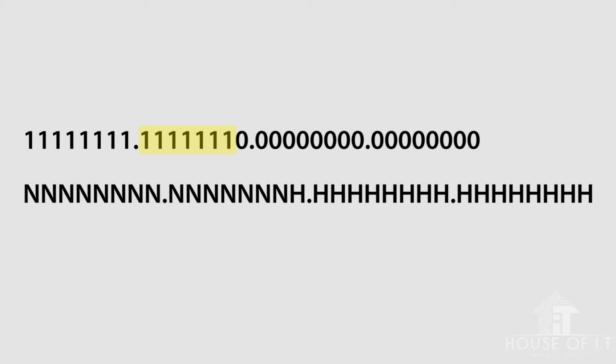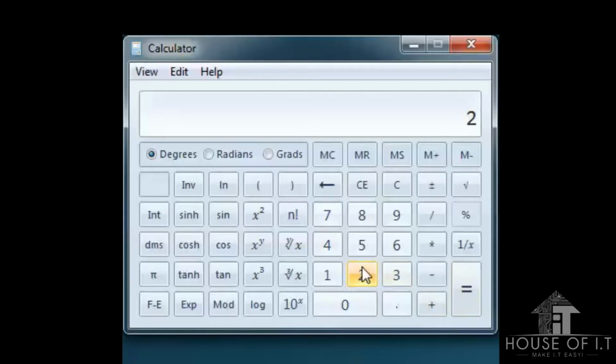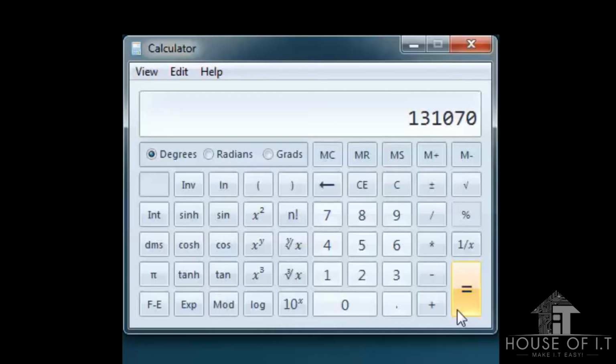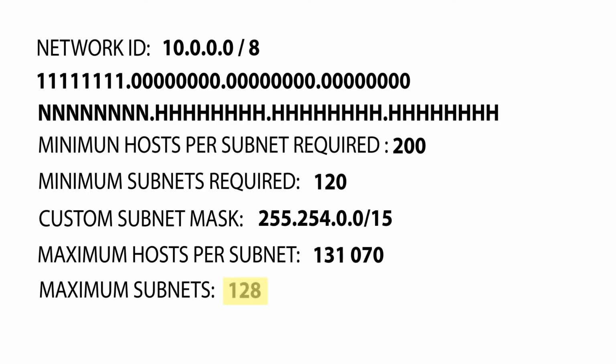So now we're gonna add 7 additional bits to our original subnet mask. So instead of having an 8-bit subnet mask, we now have a 15-bit subnet mask, which then gives us 17 host bits. So from here, we can get the maximum number of hosts and subnets. So for the maximum number of hosts per subnet, that is 2 to the power of 17, which is the number of host bits, minus 2. And that gives us 131,070 hosts per subnet. While for the maximum number of subnets, that is 2 to the power of 7, which is the additional bits that we added earlier. So our maximum number of subnets would be 128.